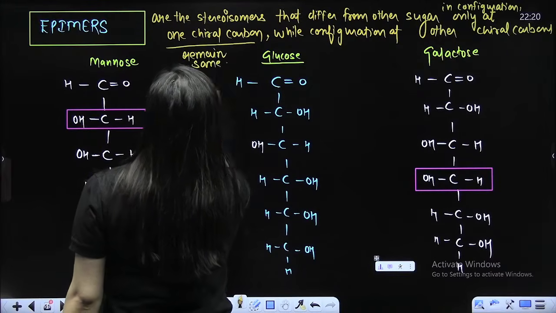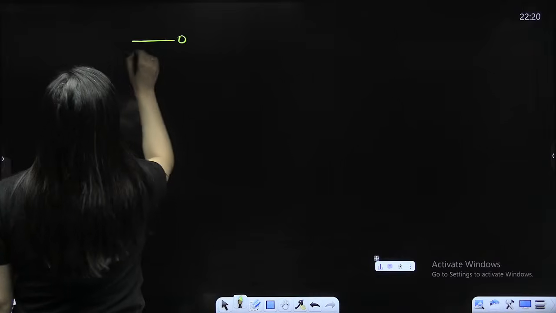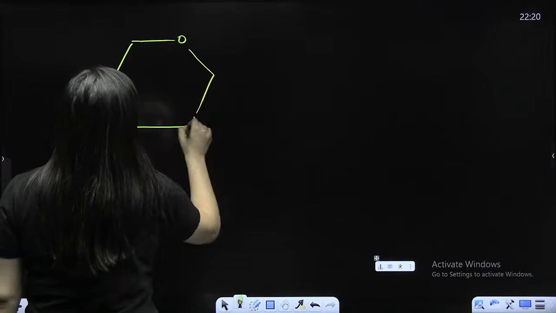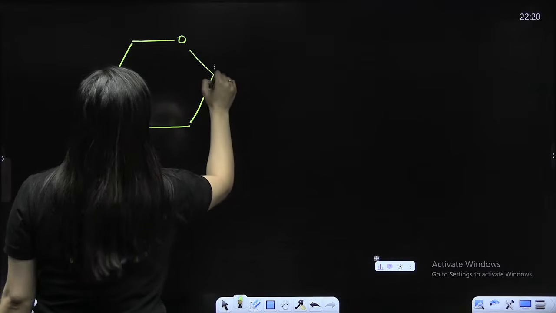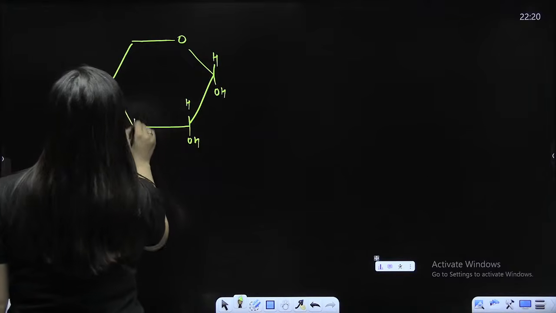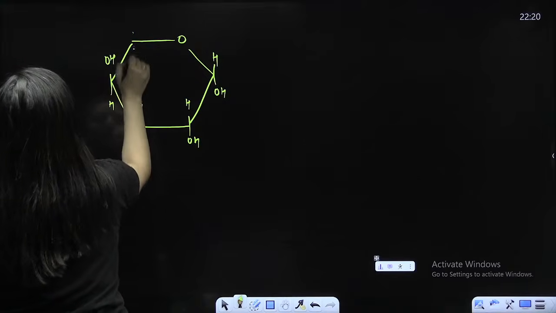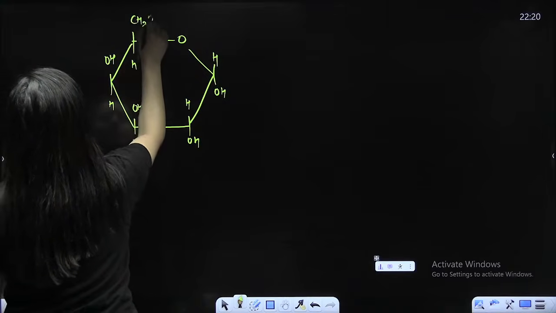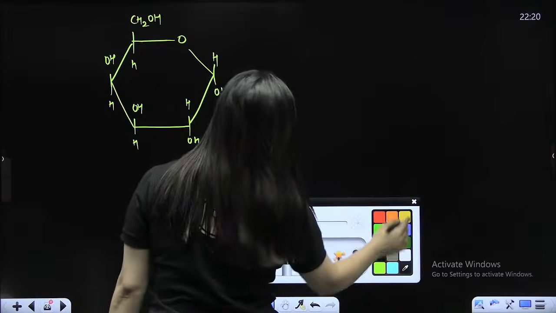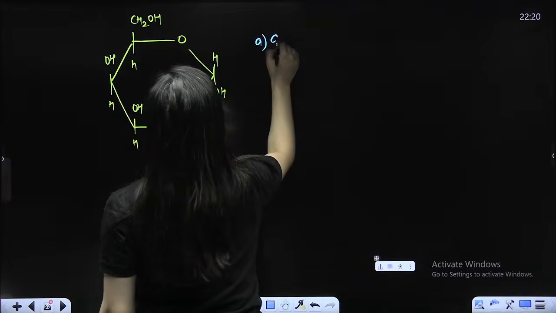That is what you have to understand. So now one more question that you need to answer. Okay, so these are the epimers. This galactose and mannose, they are the epimers of glucose. So now answer this. What is this?